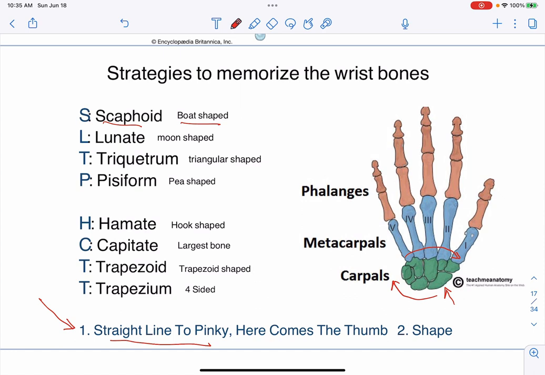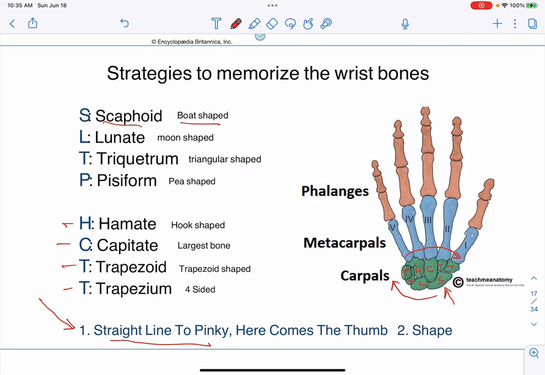And again, the S stands for scaphoid, the L stands for lunate, the T stands for triquetrum. I'm not going to go over the whole mnemonic, but you get the idea of straight line to pinky, and then here comes the thumb. Just to be clear, this is the scaphoid, this is the lunate, this is the triquetrum, pisiform is here, hamate is here, capitate, trapezoid, and trapezium, okay?